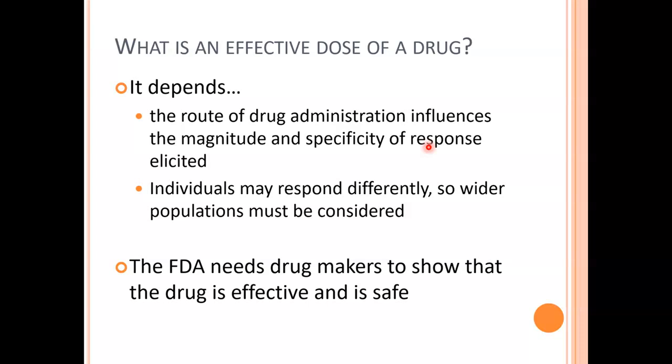Right, so the FDA, the Federal Drug Administration, I think off the top of my head anyway, the American agency that oversees drugs, making them safe, all that sort of stuff, they need drug makers to show that a drug is effective and that it's safe. So you're not allowed to sell drugs that don't work, and you also need to provide instructions that allow the drugs to be taken safely.